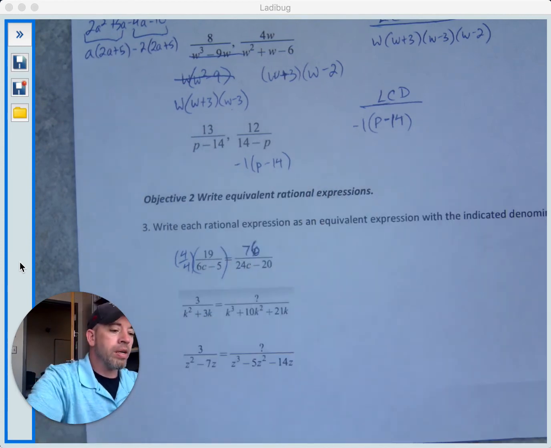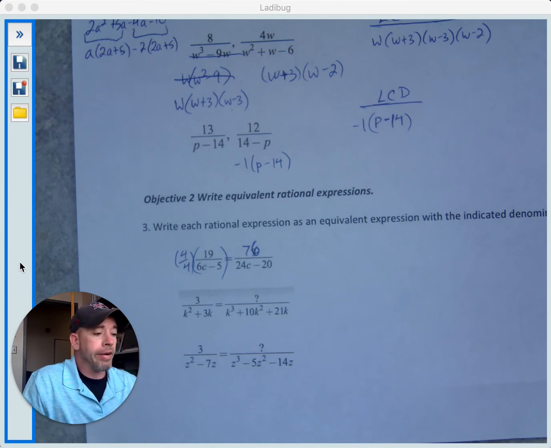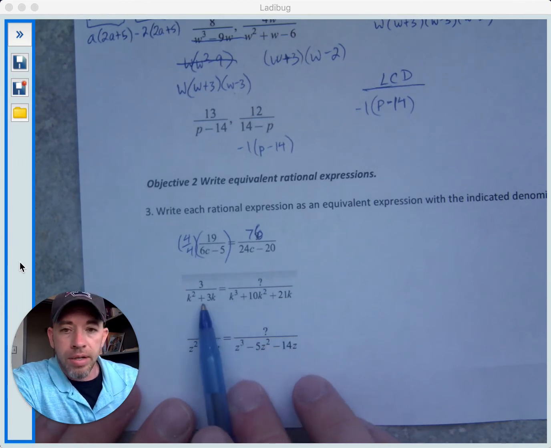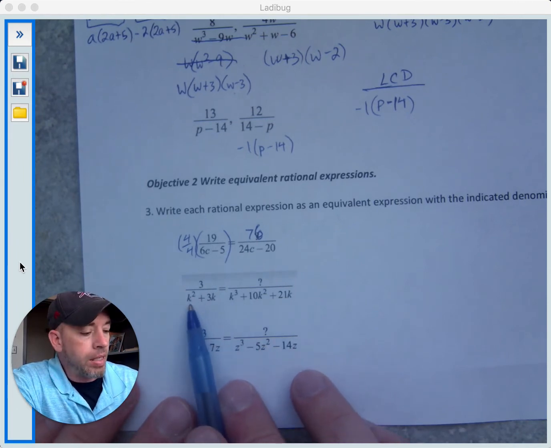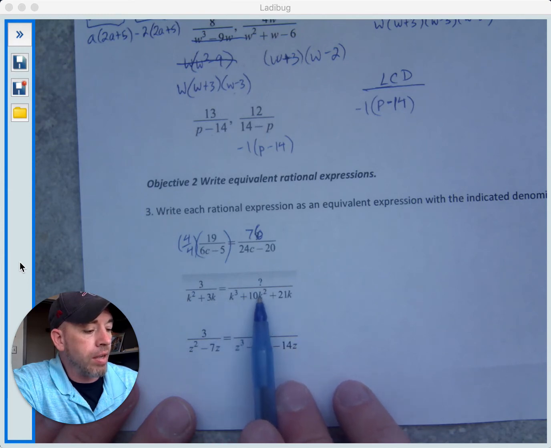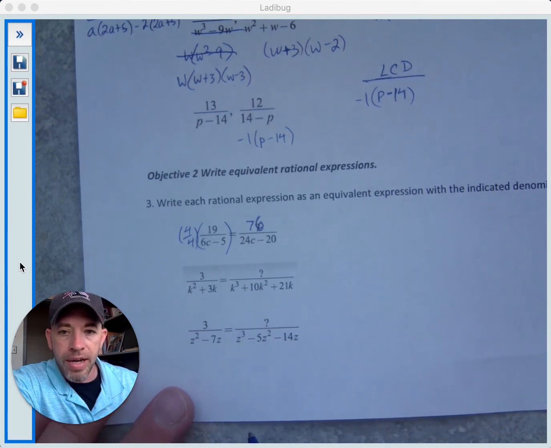So that would be my equivalent form. So I'm going to just check, make sure. 4 times 19, 76. All right. Okay, now let's look down here. So what did we multiply k squared plus 3k by in order to get this guy right here, right? Well, that's a little more complicated possibly, but let's do a little factoring that might help us.